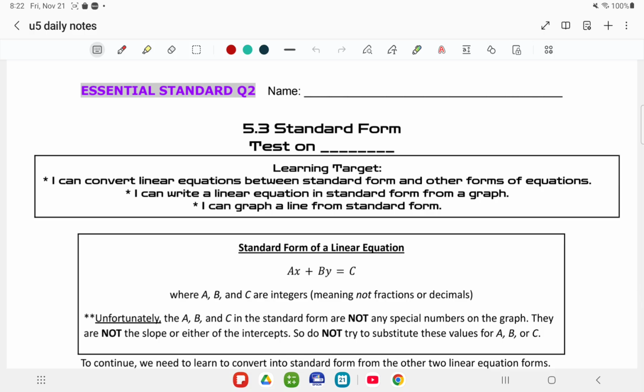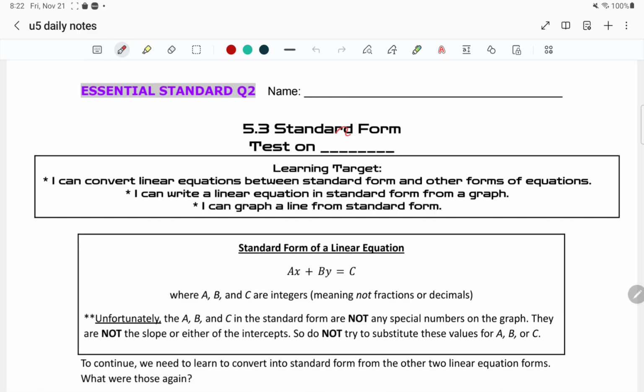This is for my A days, so your test for Unit 5 is going to be on 12/5.